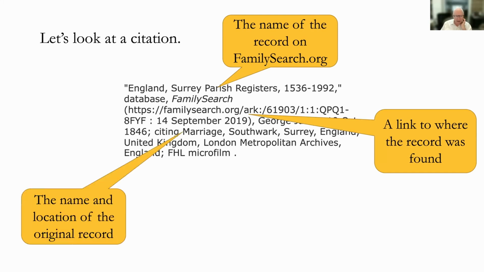This is the name and location of the original record. So it was a marriage in Southwark, Surrey, England, United Kingdom, from the London Metropolitan Archives, England, on a Family History Library microfilm. So that's where that record came from. Well, why is that important? Because maybe you want to go back to that particular archive. Perhaps you're not aware of it, and all of a sudden you know that there's a London Metropolitan Archive, and they may have more information about your ancestors that you haven't found in any other archive.